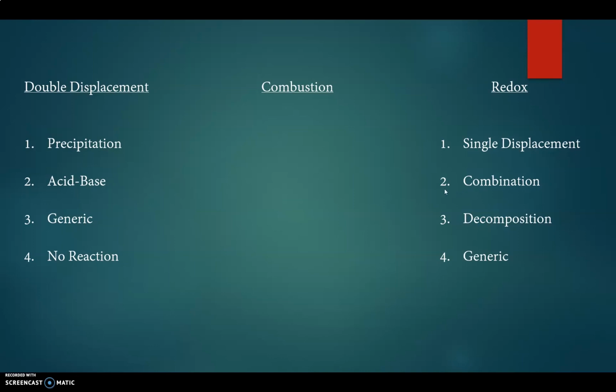Combination is when you put 2 things together to form 1. So anytime there's 2 elements coming together to form a compound, or an element and a compound joining to form a new compound, or it can even be 2 compounds combining to form a single compound. It's the many becoming the few. Decomposition is simply the opposite of that. Any combination reaction, if you run it backwards, it's decomposition. So it has the form AB arrow A plus B. So it's a chemical compound breaking apart into either compounds or elements.